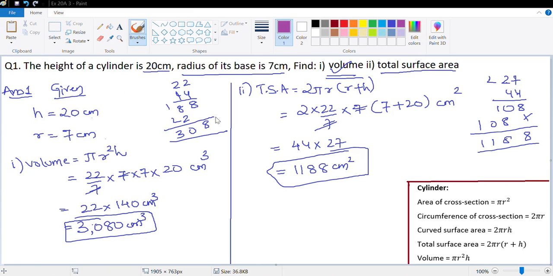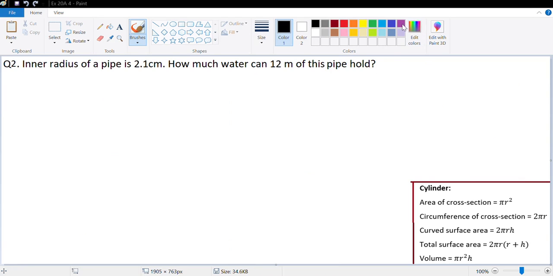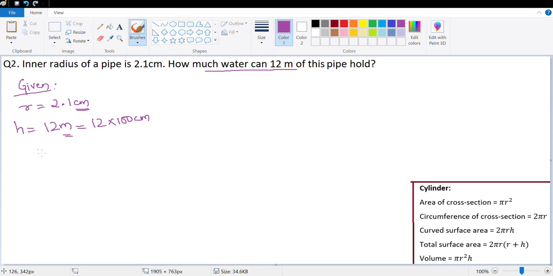Let's look at the next question, which is question number 2. Question number 2 says the inner radius of a pipe is 2.1 centimeter. So what's given is radius is equal to 2.1 centimeter. How much water can 12 meter of this pipe hold? Which means the length or the height, whichever way you look at it, is 12 meter. I notice this is centimeter, this is meter. So let's convert meter into centimeter, which means this is 12 into 100 centimeter. Therefore, h is equal to 1200 centimeter.